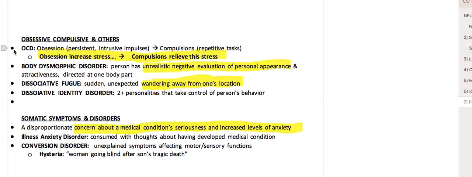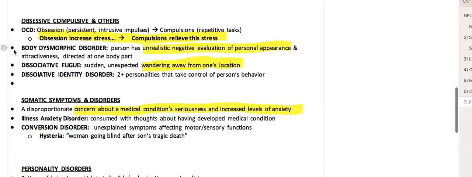Dissociative fugue is sudden, unexpected wandering away from one's location, and dissociative identity disorder is 2+ personalities that take control of one's behavior. So, watch the movie Split, which has 21 different personalities.